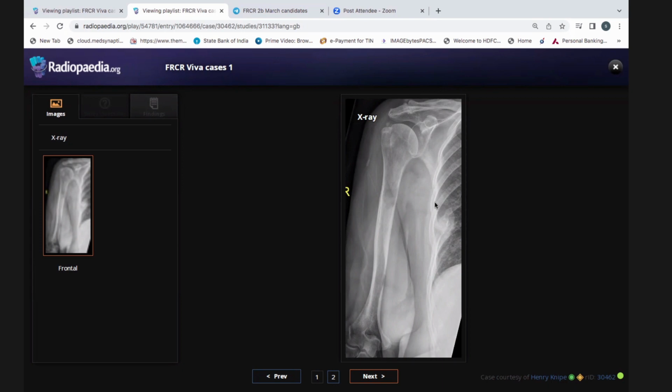Okay, thank you so much, Dr. Swati, and a very good collection of cases, especially the first one, because these are the kind of cases that they usually show in the exam. So you'll have some straightforward cases, but make sure that you're looking at the corner of the screen and the corner of the scan. That is important as well.